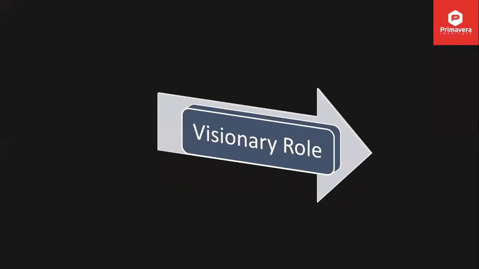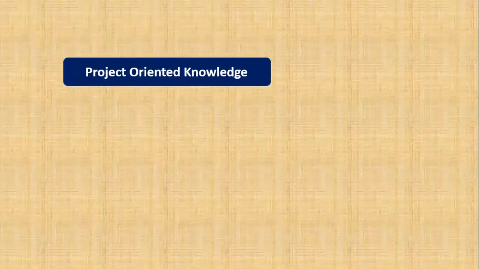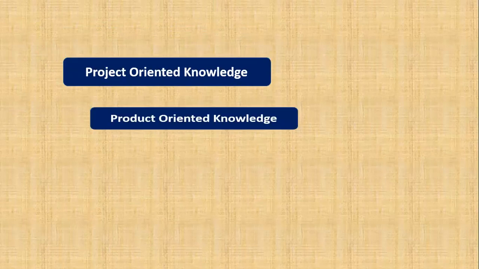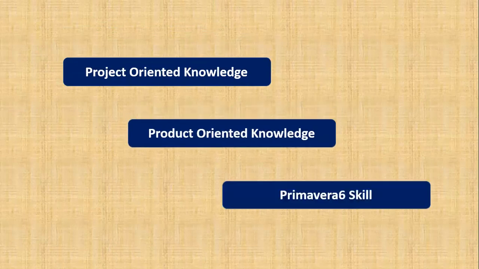And after this, planning engineer basically is a visionary role for every industry, because you are going to calculate each and everything. So people ask me, sir, who is the best planning engineer? I answer most of the time that there are 3 P qualities in a best planning engineer. What are those 3 Ps? First of all, you should have project oriented knowledge. The first P stands for project oriented knowledge, the second P stands for product oriented knowledge, and the third P stands for Primavera 6 skill. So this is the package for the best planning engineer.